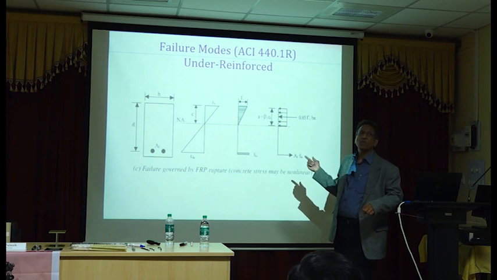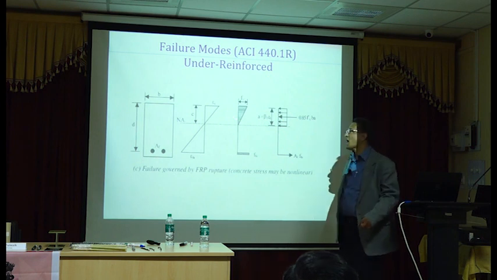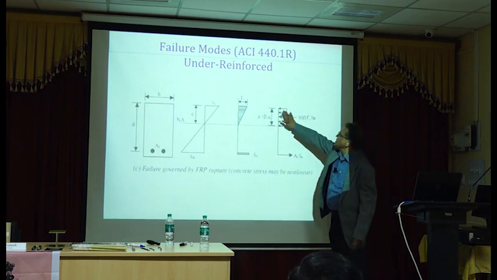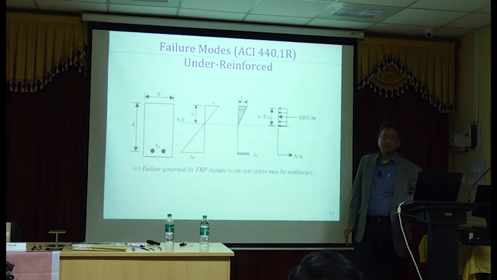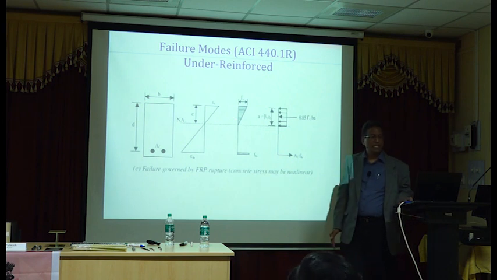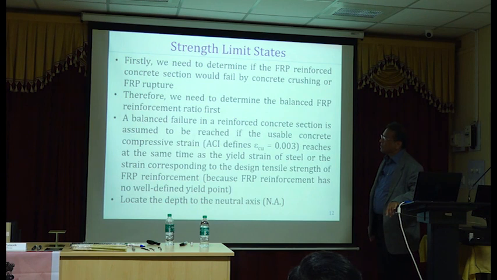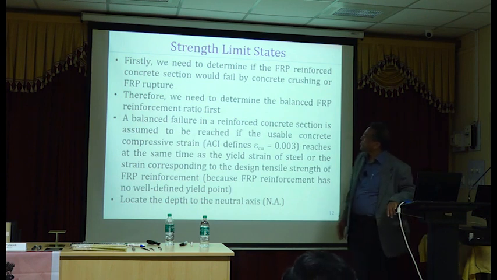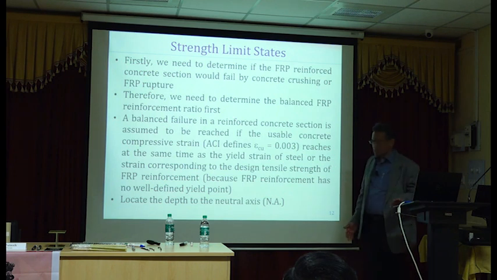For more detailed calculations, you must use the strain compatibility method, which I will be presenting after the break. So for under-reinforced sections, we will use an approximate design equation given by ACI, and then we will calculate our moment strength. I mentioned most of these, so I'll just move on.